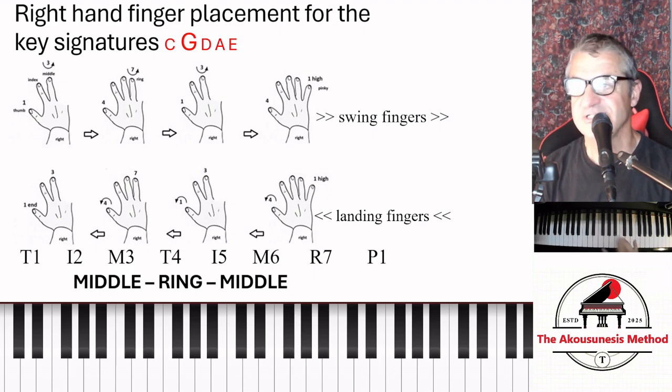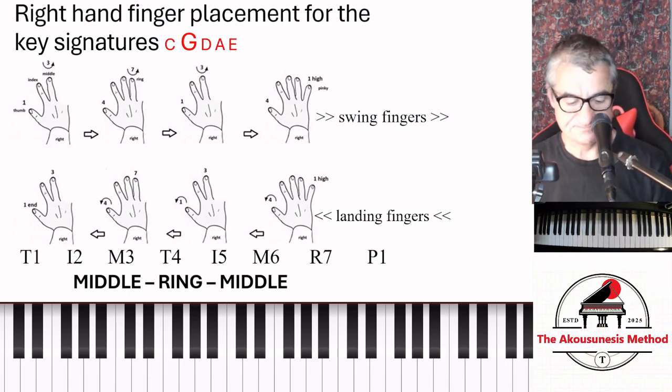Okay? You get the concept? So we remember middle, ring, middle going up, and they're the swing intervals, 3, 7, and 3. Coming down, it's the landing intervals. Again, it's going to be 3, 7, and 3, and it's going to be middle, ring, and middle coming down. Okay? So that's the right hand.